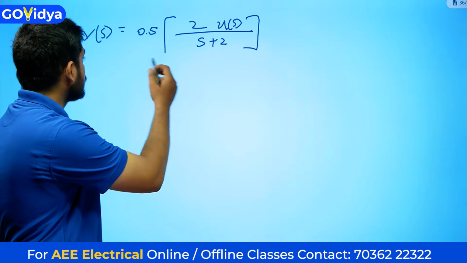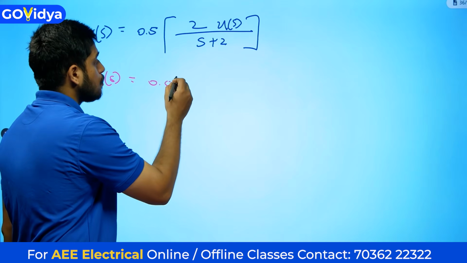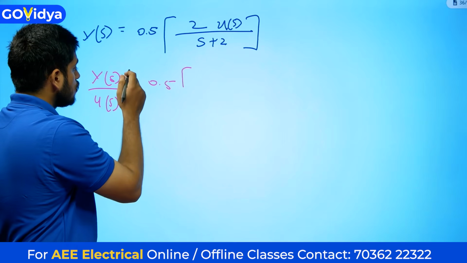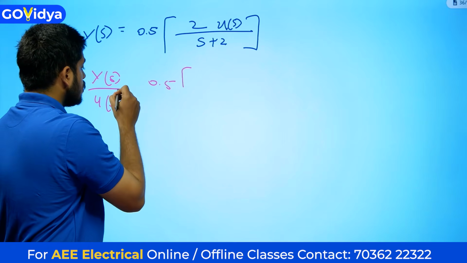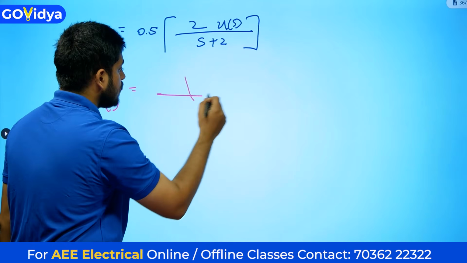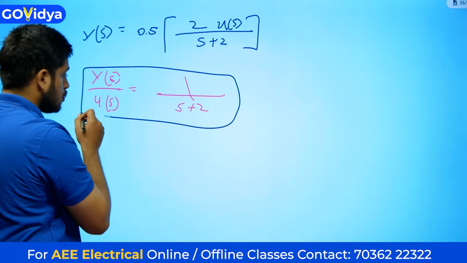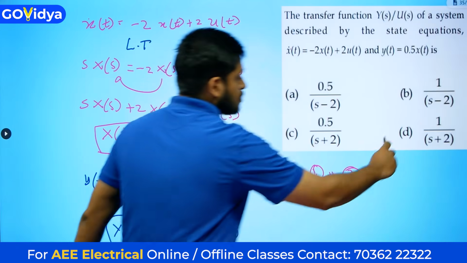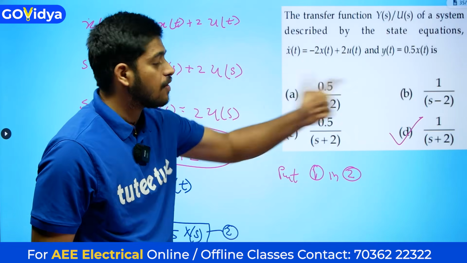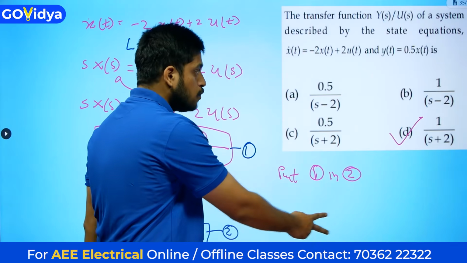So after solving this, we can get y of s is equal to 0.5, sending this to this side, u of s, totally this would be equal to 0.5 into 2, which is just 1, divided by s plus 2. So this is the final equation which we have got. From the options, option D is the right answer. So resolving this state equation, we have got exactly the transfer function which they asked, y of s by u of s.